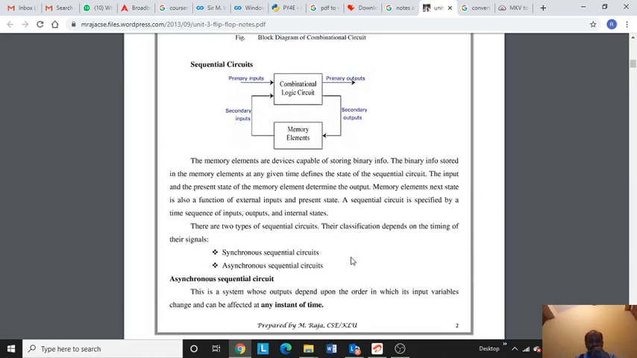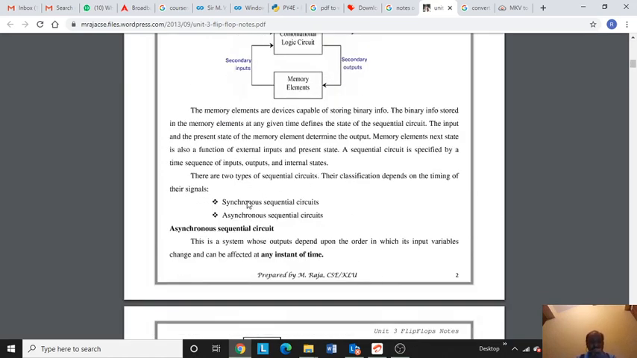Okay, so there are two types of sequential circuits. One is the synchronous sequential circuit, the other one is the asynchronous sequential circuit. Now what do you mean by asynchronous? Asynchronous means I'll just have the input given there, I'll be getting the output, and obviously the previous output will also be fed as an input for the combinational logic circuit. But in an asynchronous sequential circuit there is no clock pulse involved.